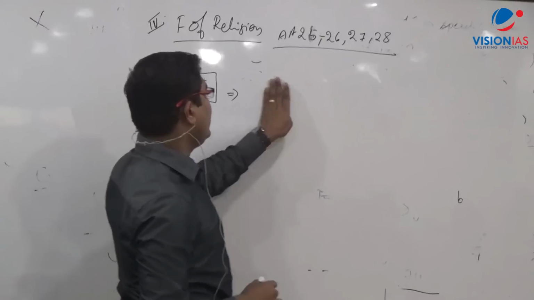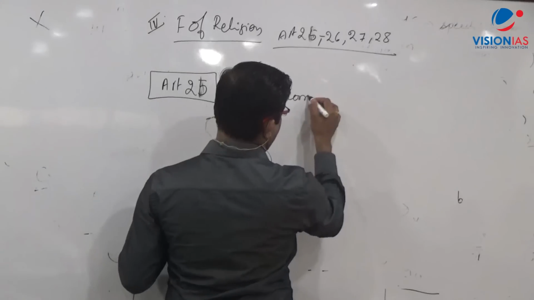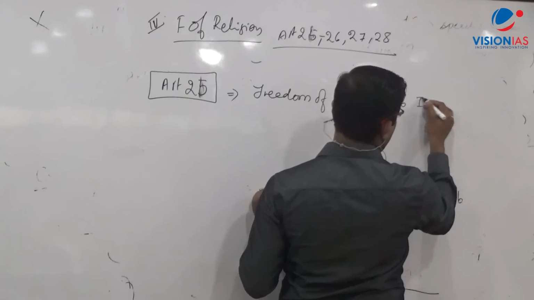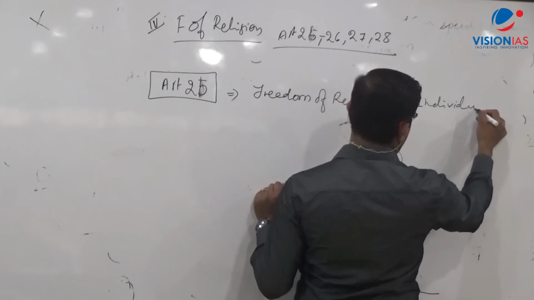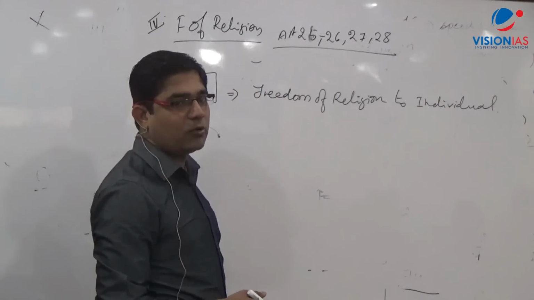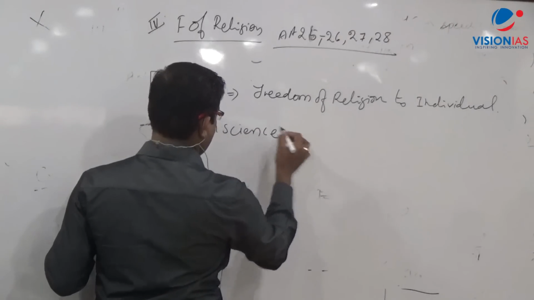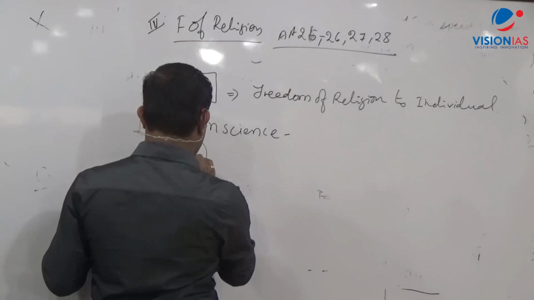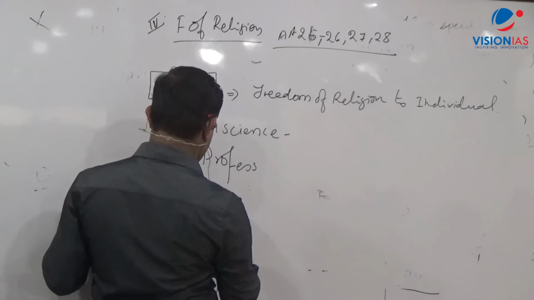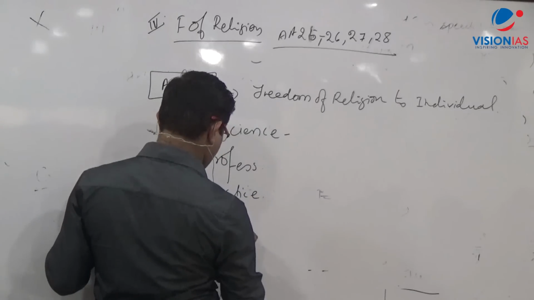Article 25 gives a freedom of religion to an individual. Now it includes different terms within that. What is the freedom? Freedom of conscience, freedom to profess, then freedom to practice, and then freedom to propagate.